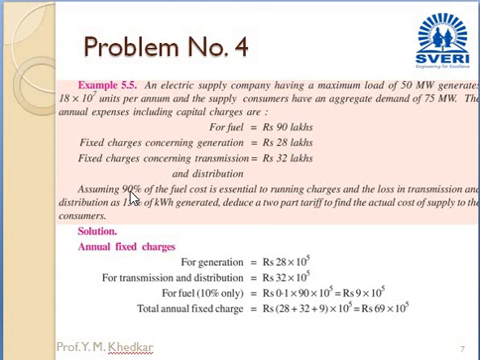So we are calculating fixed charges. Here 90% is given, 100 minus 90, 10% charges are applied in the annual fixed charges for fuel. So it will be 0.1, 0.1 means 10%, multiplied by 90 lakh rupees, which will be 9 lakh rupees. So total annual fixed charges will be 28 plus 32 plus 9, which is nothing but 69 lakh rupees, or rupees 69 into 10 raised to 5.